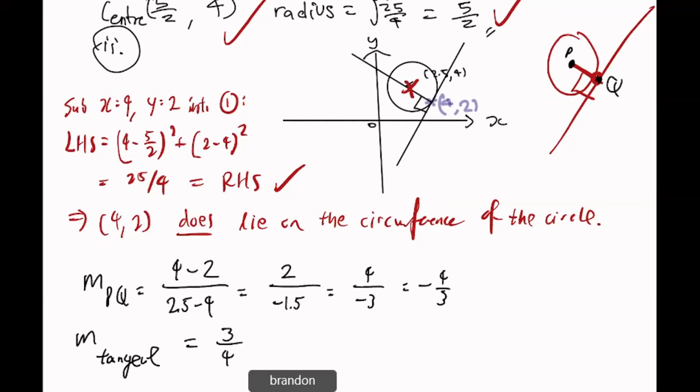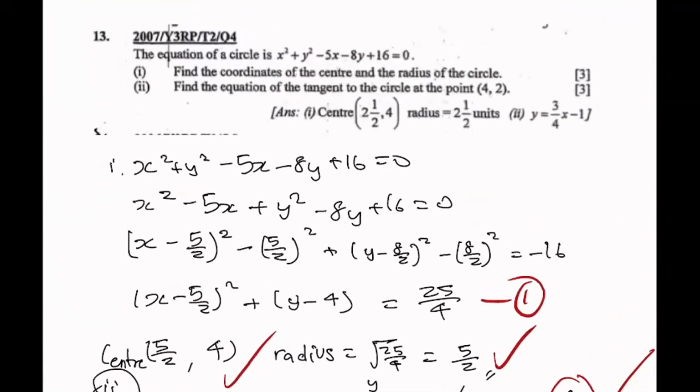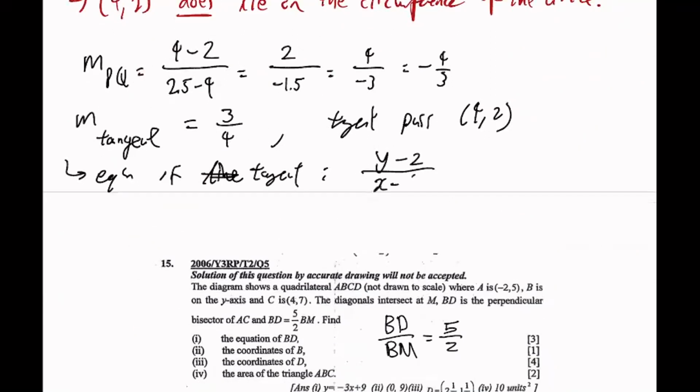Well done. Then this tangent line also passes through (4, 2). Do I need to continue? Use the point slope formula to get the equation of the tangent. I'll just fill in, then you can simplify the rest.